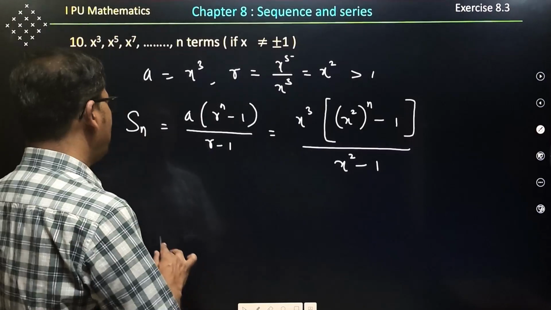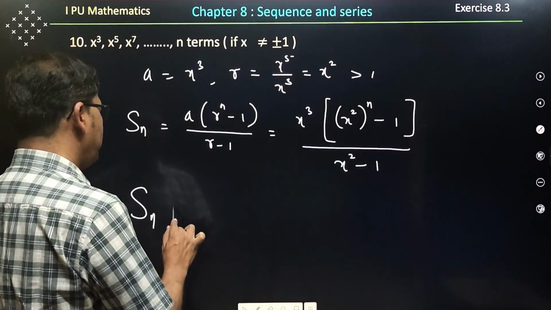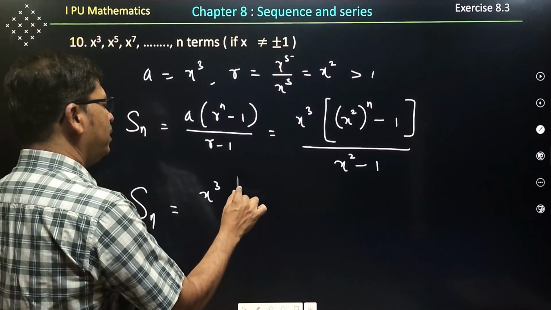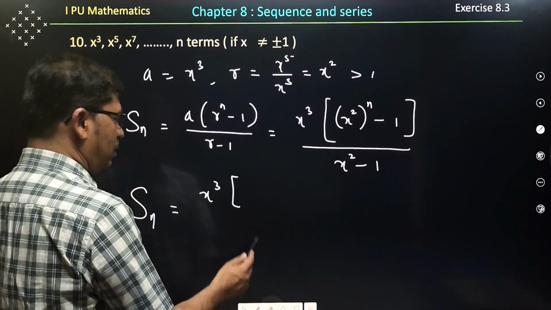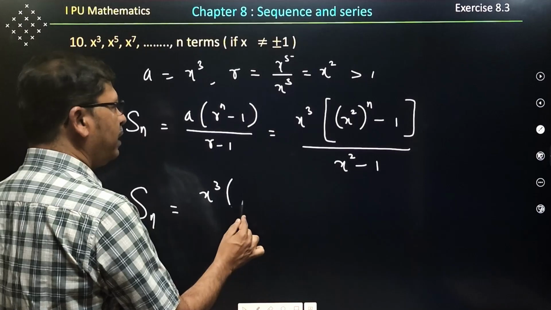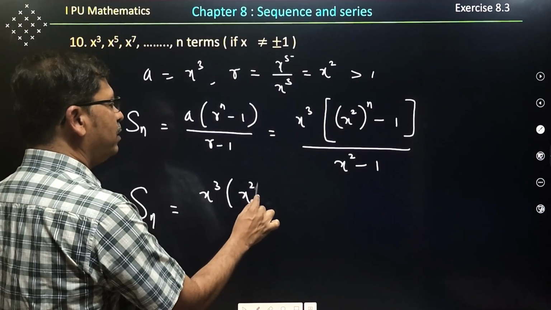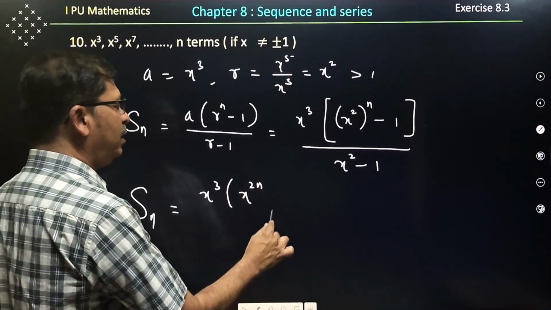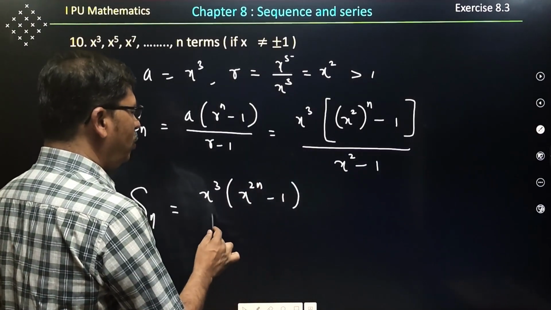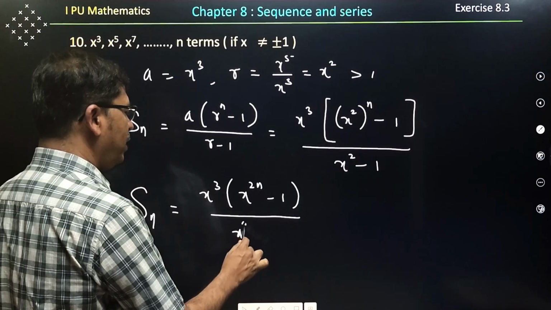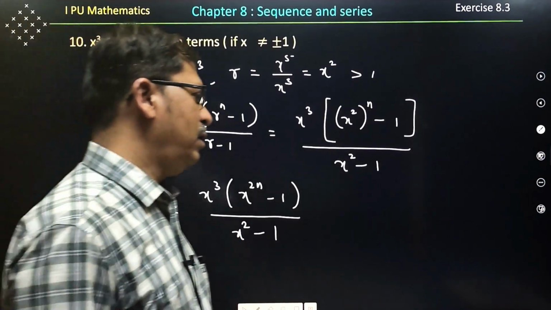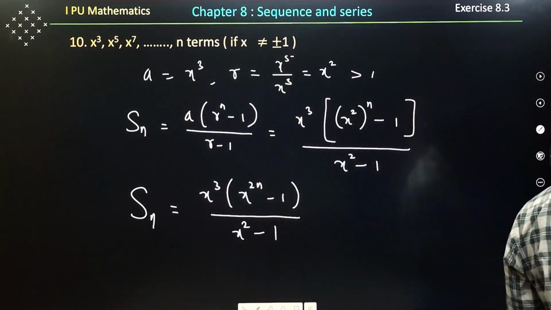Here in this case also no chance of any specific simplification. Sn is equal to x cube into bracket x to the power, you can write it as x to the power 2n, n and 2 get multiplied here, minus 1 whole divided by x square minus 1. Follow this. This is the final answer for this.